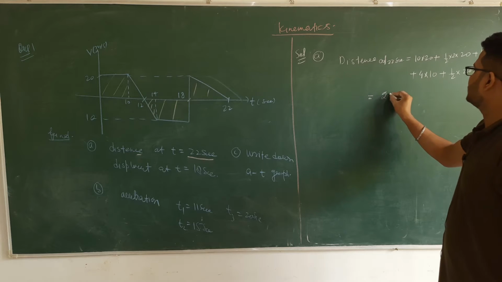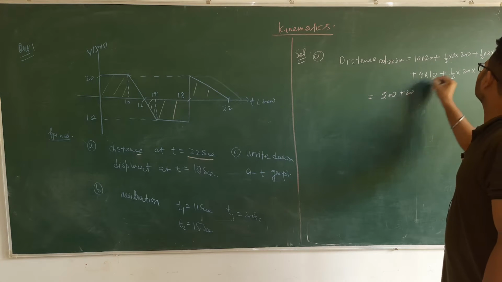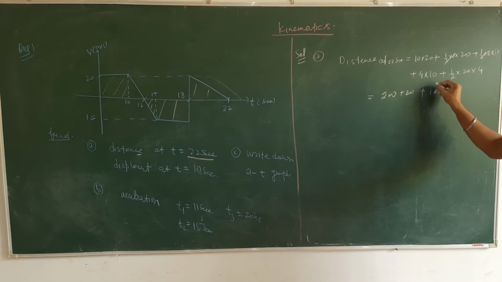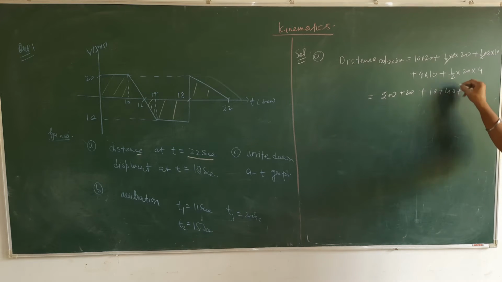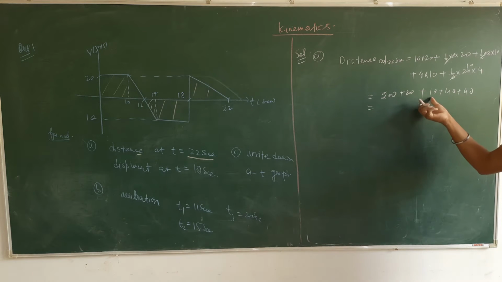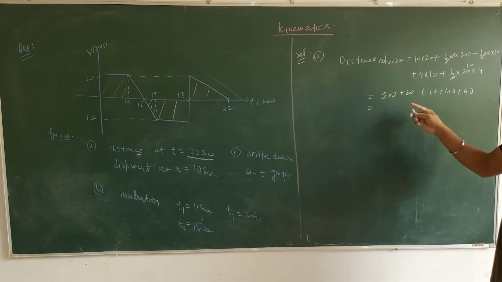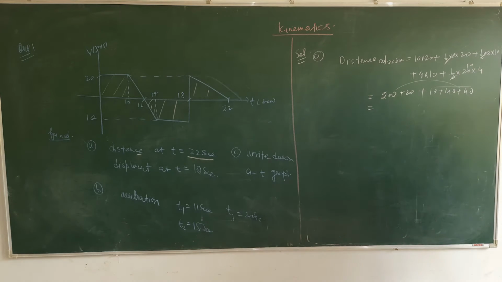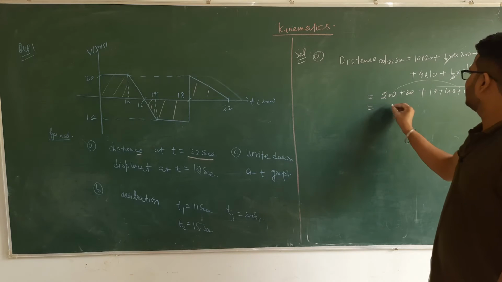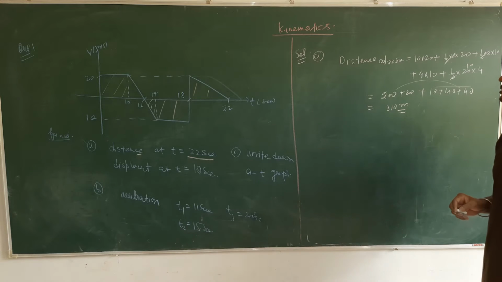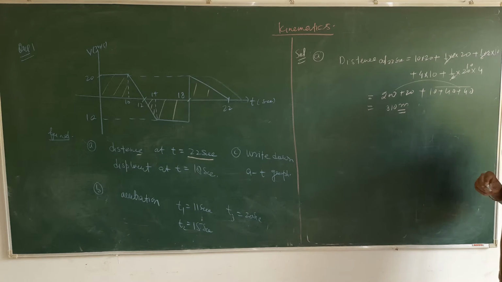So first of all this is 200 plus this is 20 plus this is 10 plus this is 40 plus this is 40. Okay, so this one is 200, 220, 230. So calculate like this, 290 plus 20, 310 meter. Okay, so distance at 22 second is 310 meter.